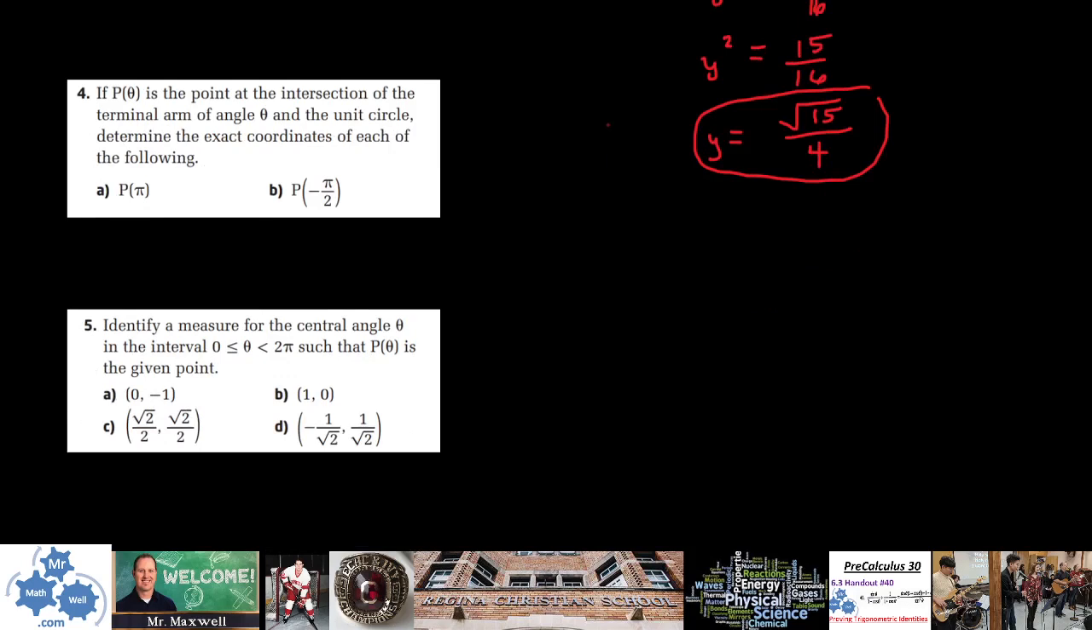Let's take a look at number 4. P of theta is a point on the intersection of the terminal arm of angle theta and the unit circle. So we have a unit circle here, and this is a point that's on the unit circle. Determine the exact coordinates of each of the following. Okay, so in our unit circle, P of theta means the point that is associated with an angle of theta, of pi. So 1 pi is exactly halfway around, remember? So what's the point on the unit circle that is associated with pi?